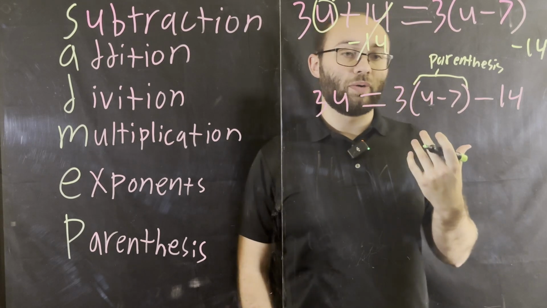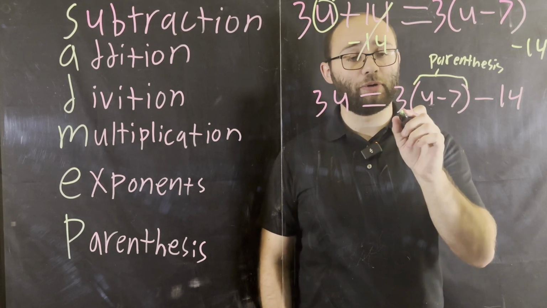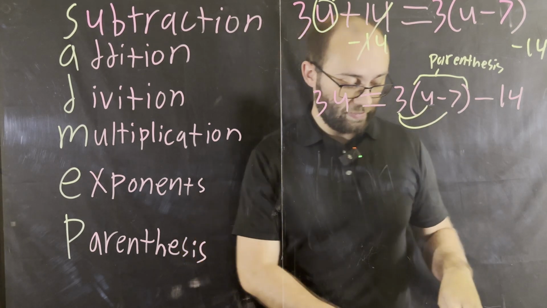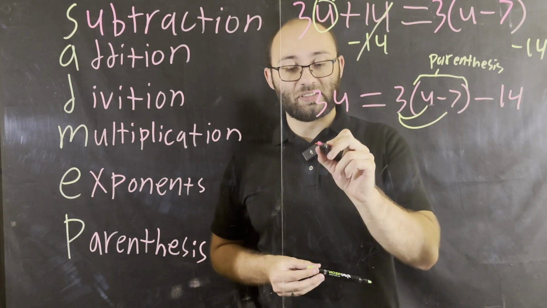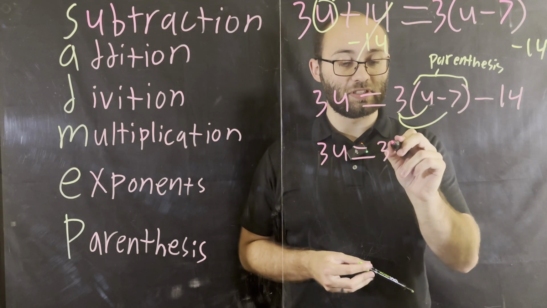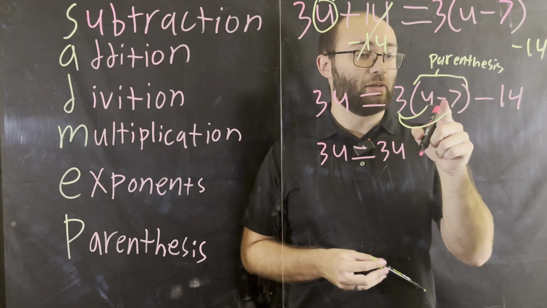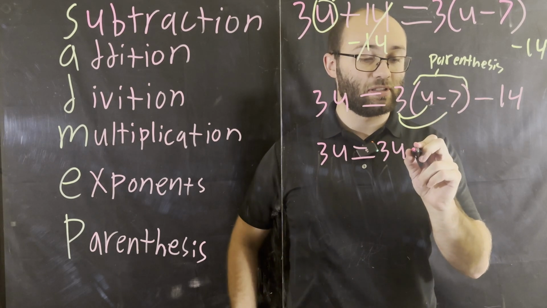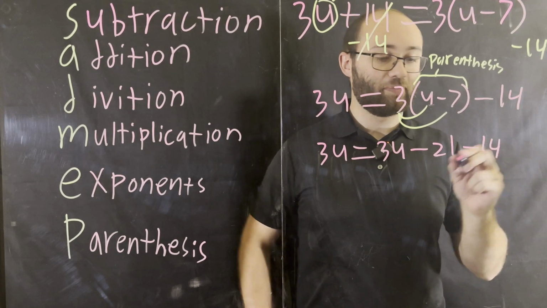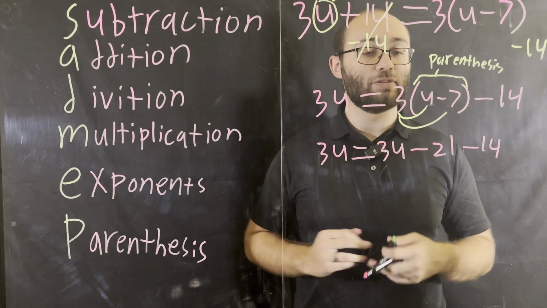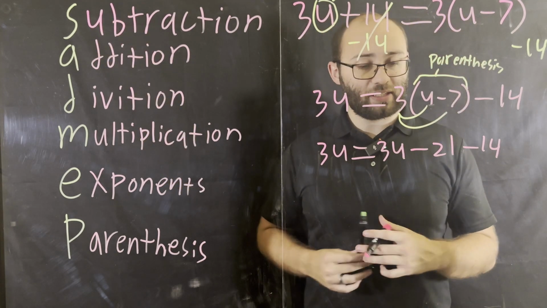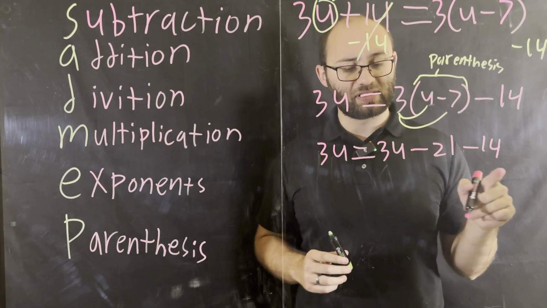And how we're going to do that is distributing through. So let's distribute our 3 inside. So this side remains the same. I still just have 3u is equal to 3 times u, which is 3u. 3 times negative 7 is, excuse me, negative 21 minus 14. And since I distributed that 3 through, I can drop our parentheses. Okay? Now, once again, let's check SADMEP on this side.